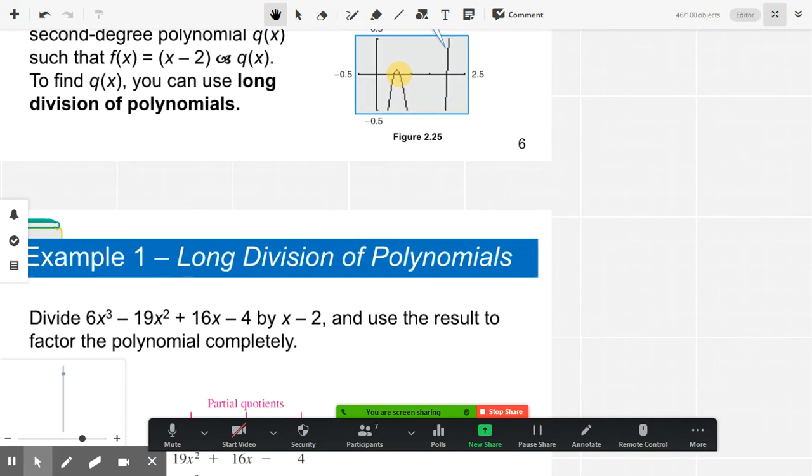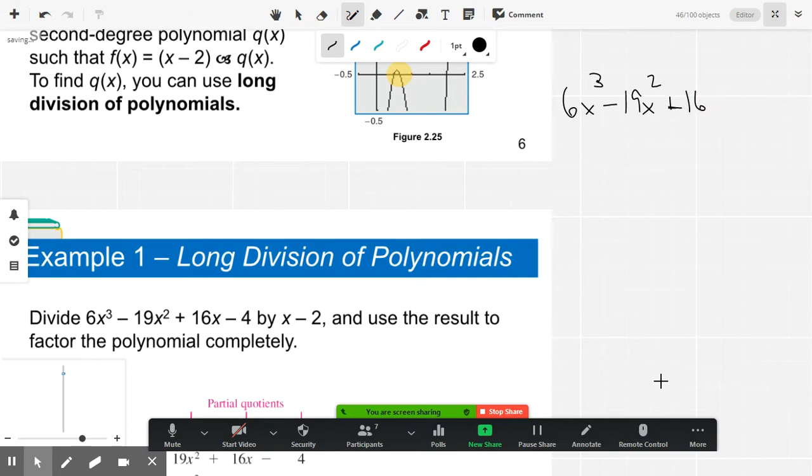So what we have is 6x cubed minus 19x squared. Right? Factors are multiplied together. So if I factor something out, the opposite of multiplying is dividing. So I can find what's left if I divide this by x minus 2, the factor x minus 2.